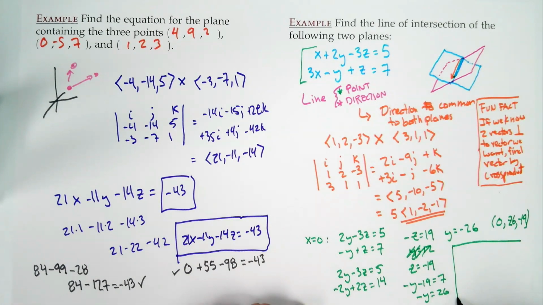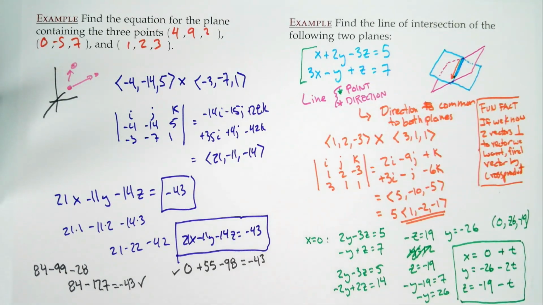So, what's our final answer? Well, in parametric form, x equals, y equals, z equals, first the point, 0, negative 26, negative 19. Then the vector, 1, negative 2, 1. So plus 1 times t, plus negative 2 times t, and plus negative 1 times t. And there you go. All right, well, that's not so bad.